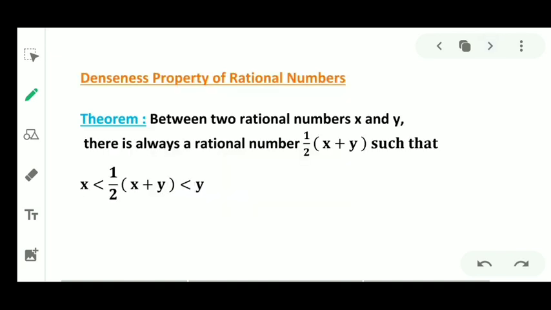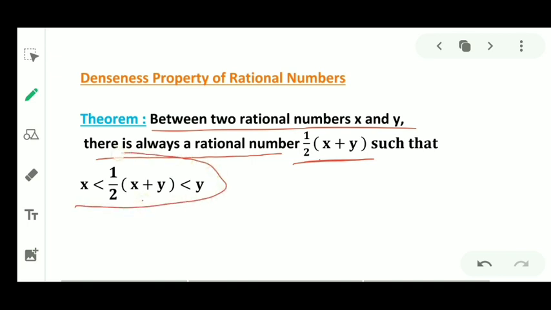Now denseness property of rational numbers. Denseness property means there is always a rational number between two rational numbers. Here is the theorem. Between two rational numbers x and y, there is always a rational number, that is 1 by 2 into x plus y, such that x is less than 1 by 2 into x plus y, which is less than y. We have to prove this theorem.